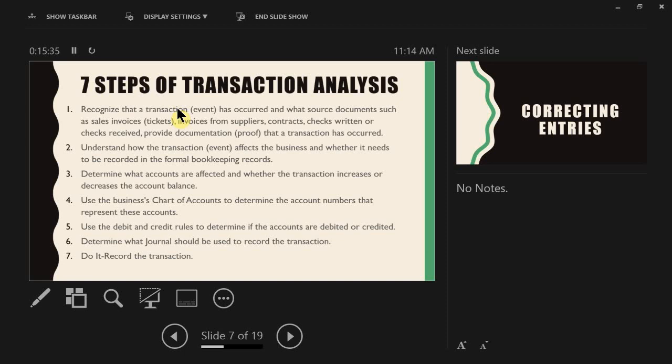Anything that does not exist in your chart of accounts, if you're the accountant, create the account. If you're the bookkeeper, you've got to go ask the accountant to create that account. Say there's no utilities expense or no electricity expense, create the account. And once you've done that, then you can go ahead and proceed with journalizing.